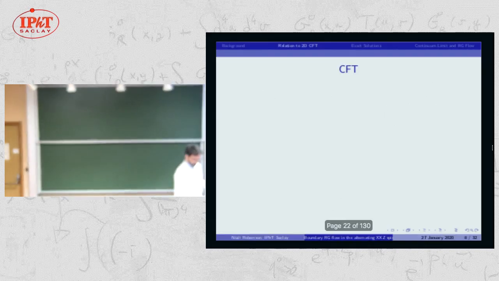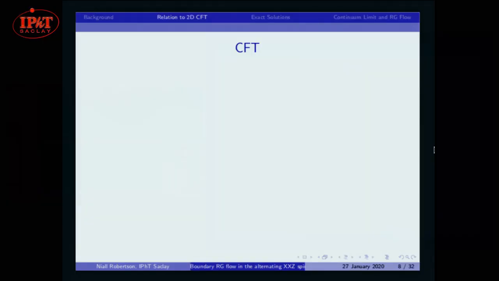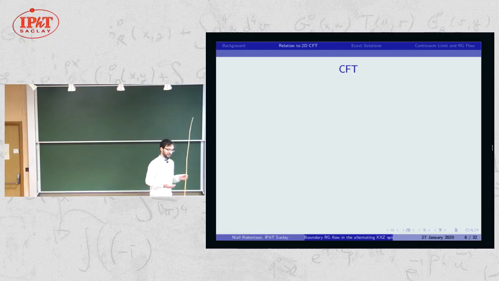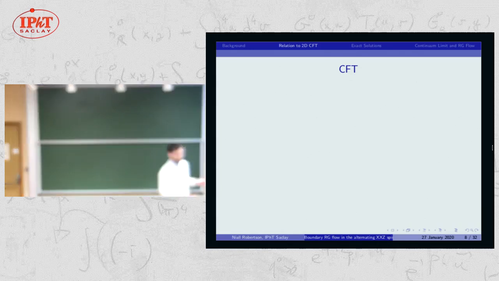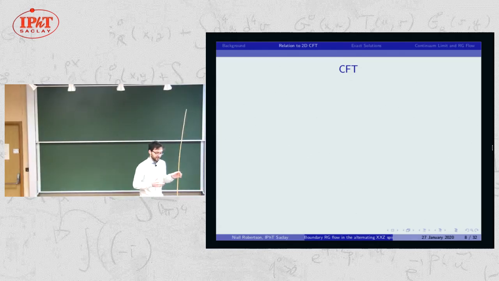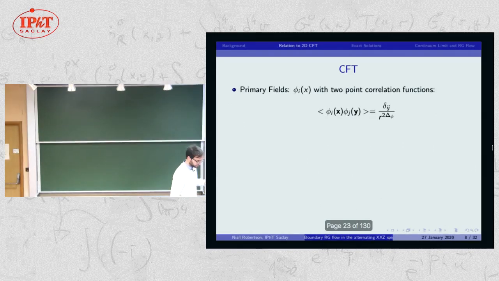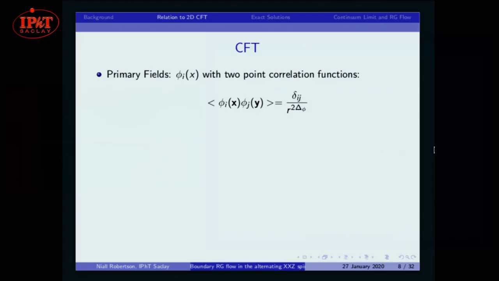OK, so the point of all of this is essentially to study the continuum limit and to study the conformal field theory describing this alternating XXZ spin chain. So I just want to take two slides to essentially formalize my notation in terms of conformal field theory to give essentially a 30-second overview of this very, very broad topic.